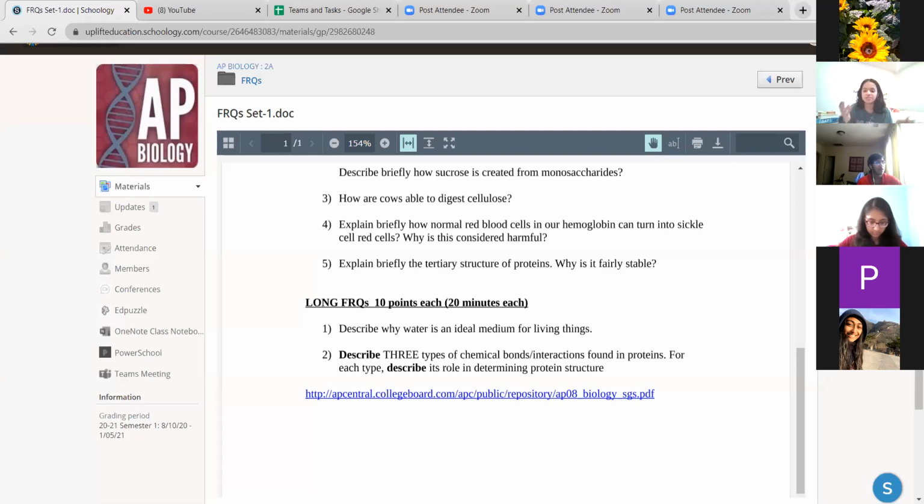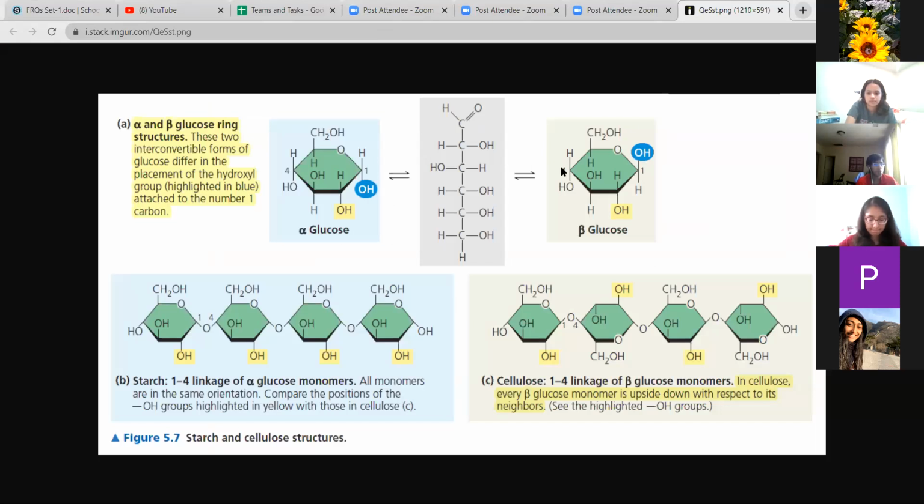So how are they able to digest plants? I'm going to copy and paste an image that I searched up real quick. I think what you said was right about starch having the alpha glucose monomers, and then cellulose has the beta glucose. Okay, yeah. And so the alpha ones, we're able to digest, whereas the beta ones we're not able to, unless we have insoluble fiber or the microbes.